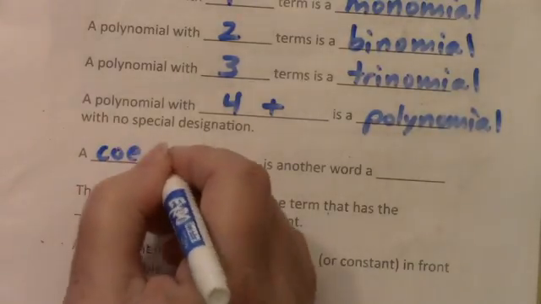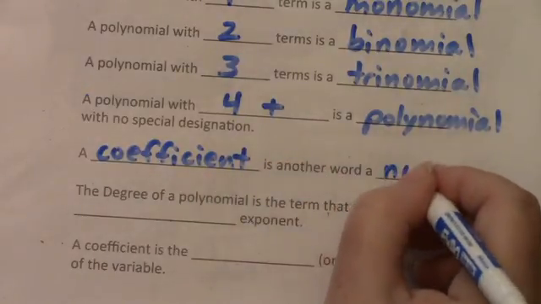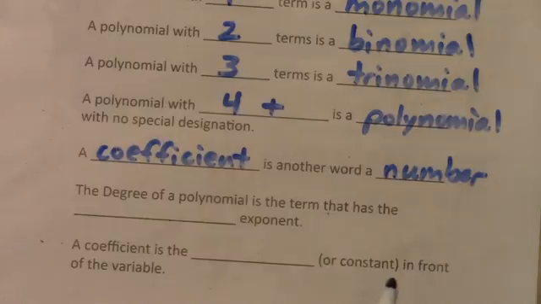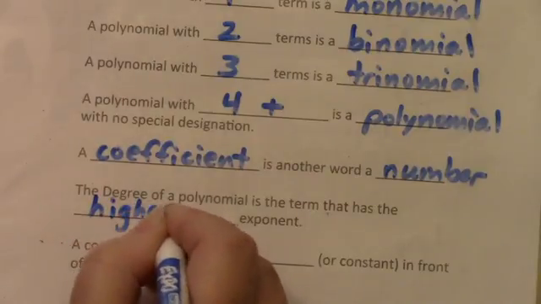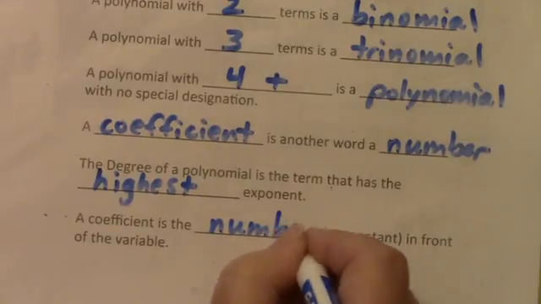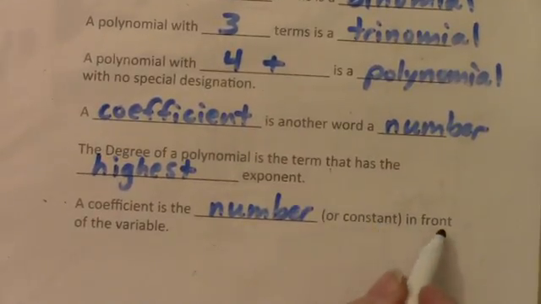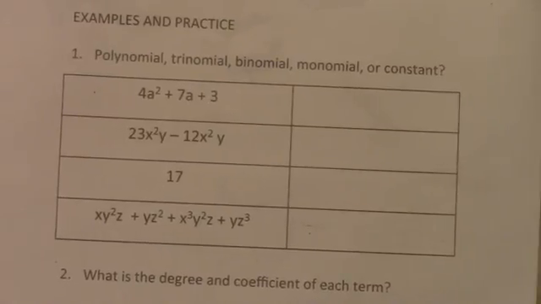A coefficient is another word for a number. The degree of a polynomial is the term that has the highest exponent. A coefficient is the number or constant in front of the variable. So a bunch of terms to help us understand our homework a little bit. Let's take a look at some examples of what these mean.